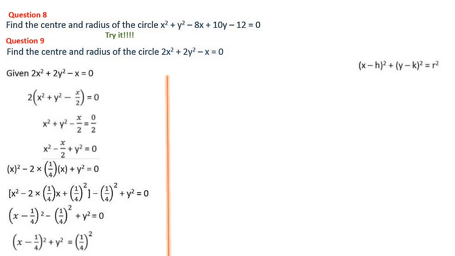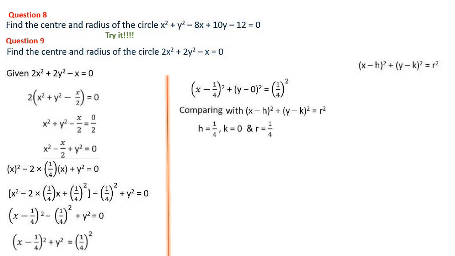Now we can check this in the form x minus h the whole square plus y minus k the whole square equal to r square. But here there is a problem. Y minus k the whole square is not there. It's not an issue. What we can do is just put a 0 there, because y minus 0 whole square is y square only. So x minus 1 by 4 the whole square plus y minus 0 the whole square equal to 1 by 4 the whole square. So we can compare it with the general form. H is 1 by 4, then k is 0. R square is 1 by 4 the whole square, means R directly we can write it is 1 by 4. So we have got the center as well as the radius of the circle.